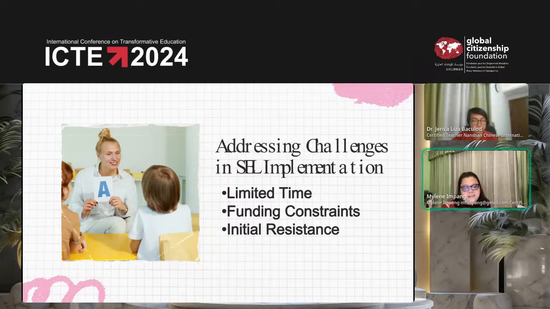Addressing challenges in SEL implementation. Despite the benefits, there are challenges in implementing SEL. Limited time. Many educators feel pressure to cover academic standards and may feel there's no room for SEL. But by integrating SEL into existing lessons, it becomes part of the curriculum rather than an additional task.